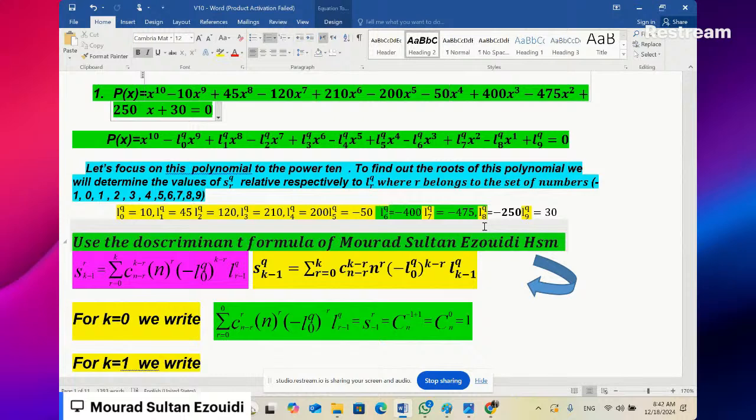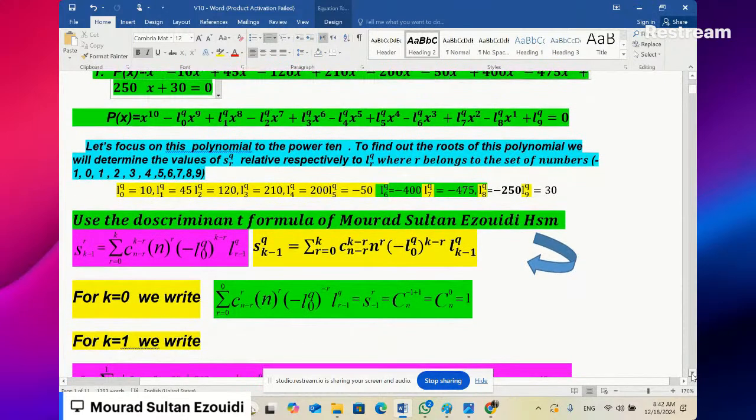That's clear now. By convention, learners, if we are going to use the discriminant formula of Mourad Sultan Ezzouidi, S minus 1 is always 1, because of the combination n choose 0. Okay, now I'm going to find S0.